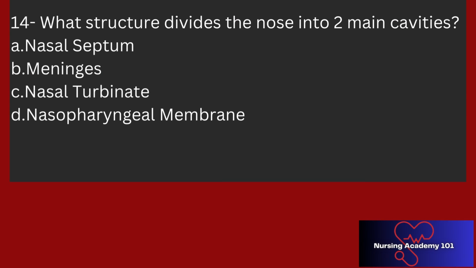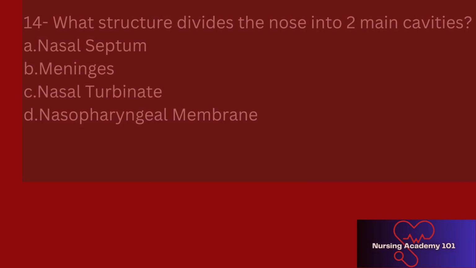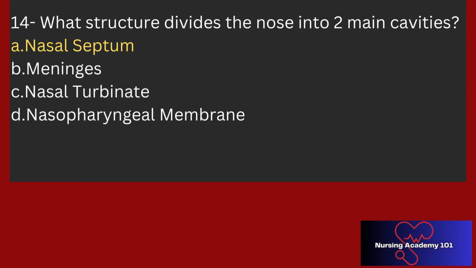Question number 14. What structure divides the nose into two main cavities? A. Nasal septum, B. Meninges, C. Nasal turbinate, D. Nasopharyngeal membrane. The answer is A. Nasal septum.